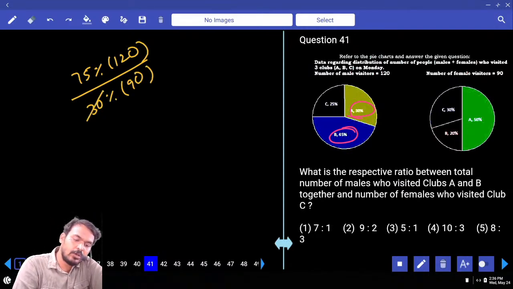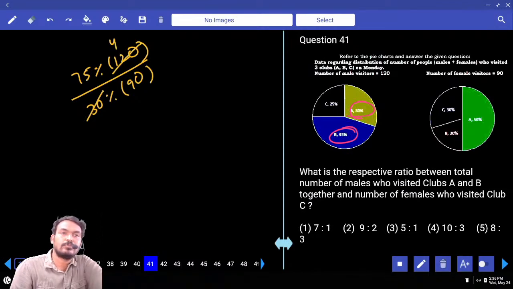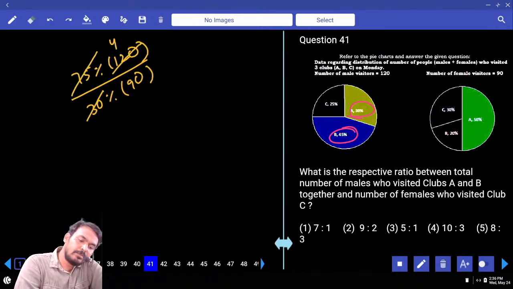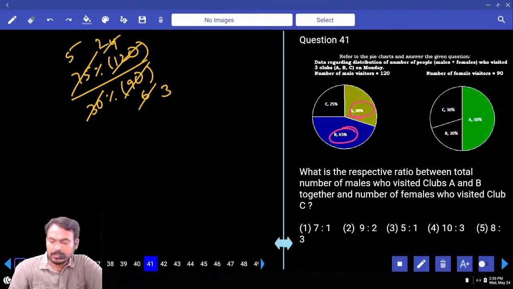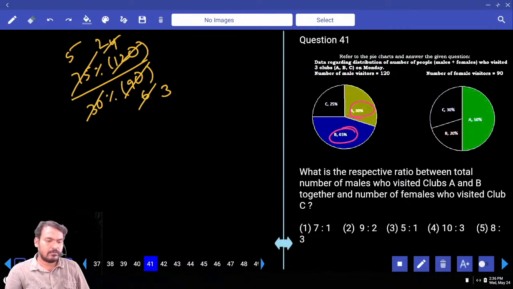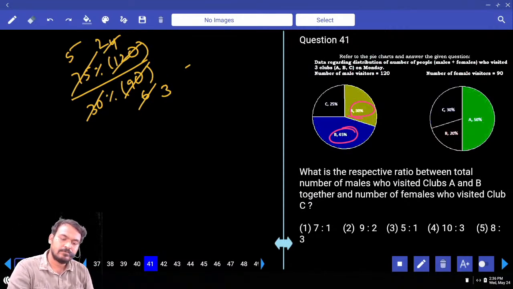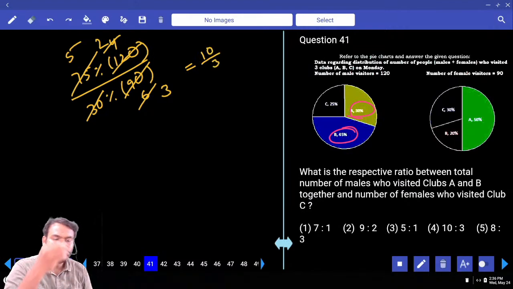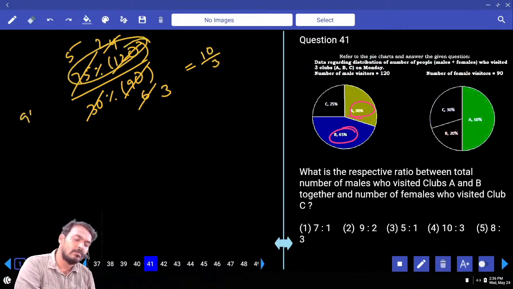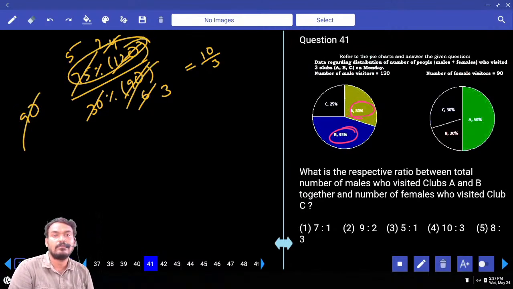Okay. 30 how many times? 4 times or 100. 75 means 15, 5 times, 15 6 times or 100. What is the answer? 5 10 is to 3. Or 75% of 120 means 90 or 100. 90, 90 cancel or 100. 100 by 30 means 10 is to 3 or 100.